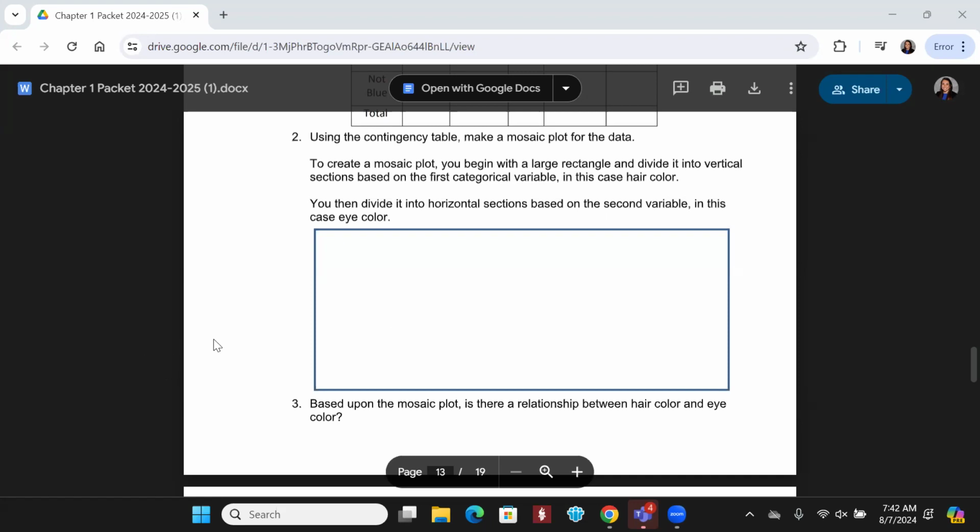Okay, so on the side, we're going to say relative frequency of eye color. And when you label this, you want to be as specific as possible. At the bottom, we're going to say relative frequency of hair color. I know this is a little squished, but it's okay if you just put it right here. Relative frequency of hair color.